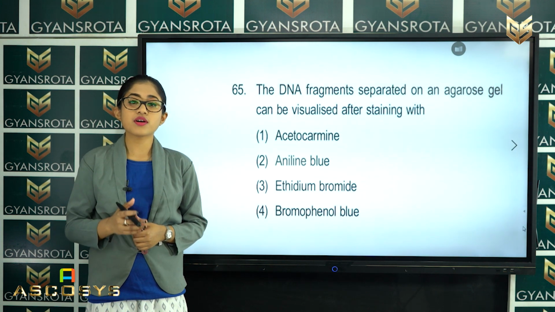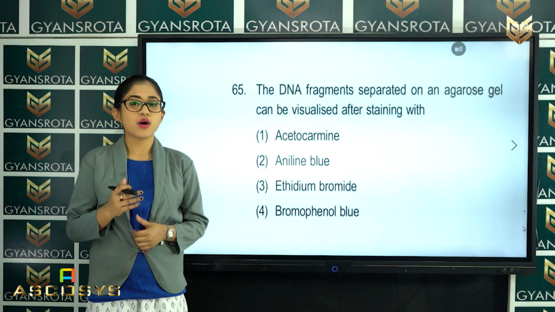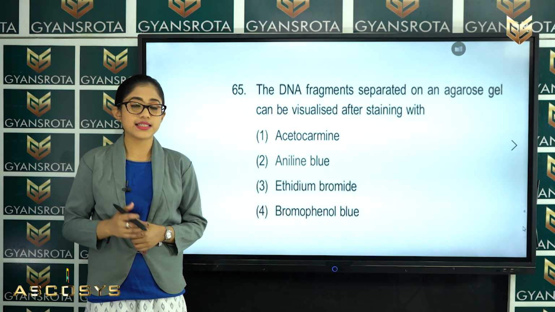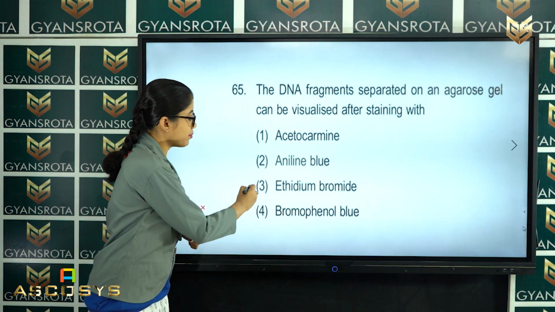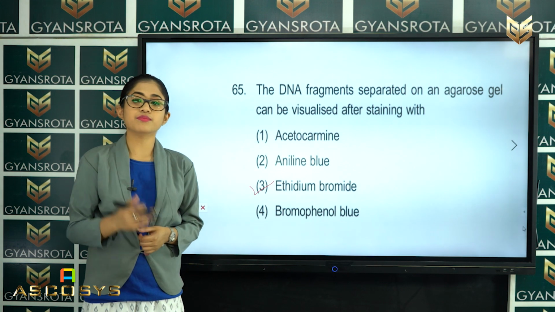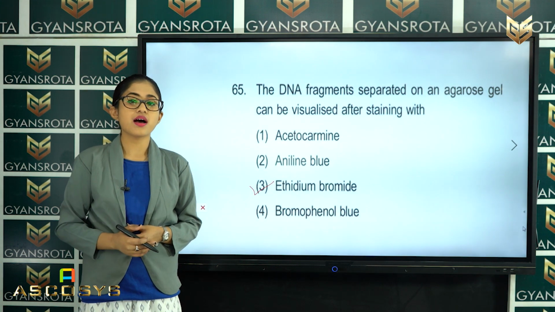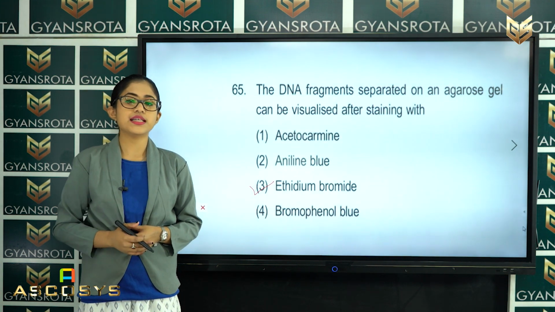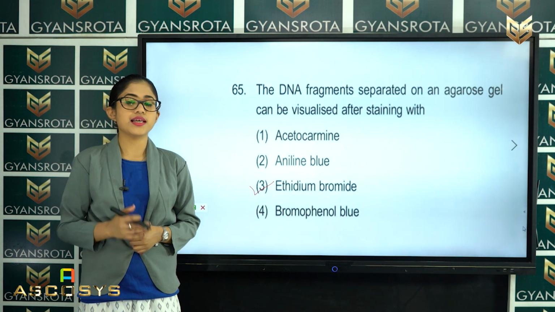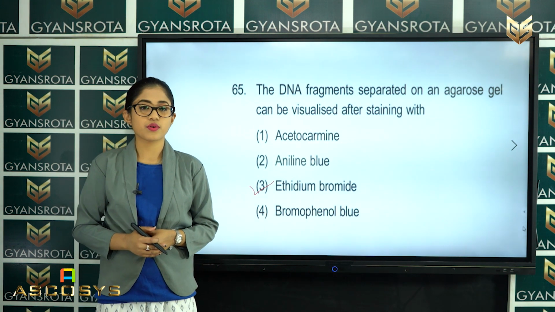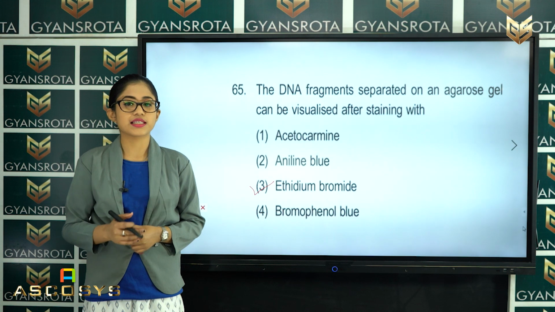So, for staining the DNA fragments, which compound is used? That is the option number 3, ethidium bromide. So, ethidium bromide is used to observe the DNA fragments in the gel electrophoresis. Okay. Now, let us see the next question.